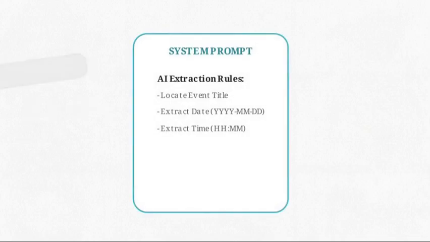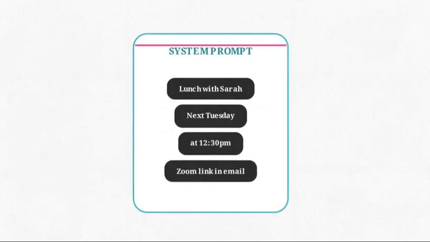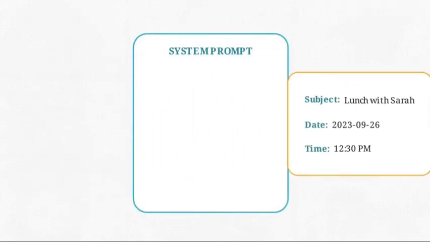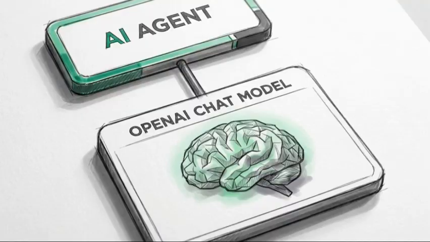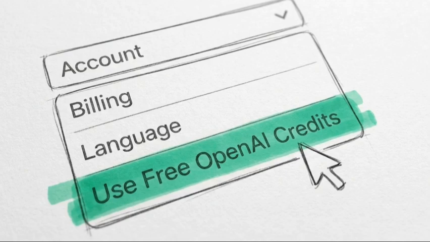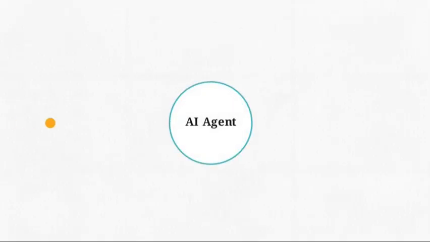These written instructions provide the operational boundaries the AI needs to process your schedule accurately. Now we supply the brain. Attach the OpenAI chat model node to your AI agent and select the free credits option to keep this build cost-free. Without a memory, an AI will process your current command but instantly forget any details from your previous messages.